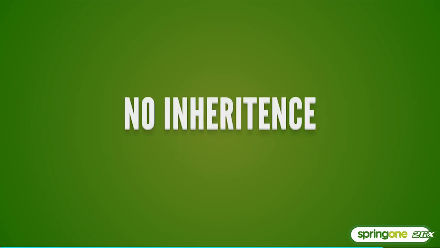There's no inheritance within the JSR. So if you want to have a step that inherits from another step, or if you have a job that inherits from another job in Spring Batch, that doesn't exist in the JSR. That was actually a function that was originally in, but due to time constraints was pulled out at the last minute.